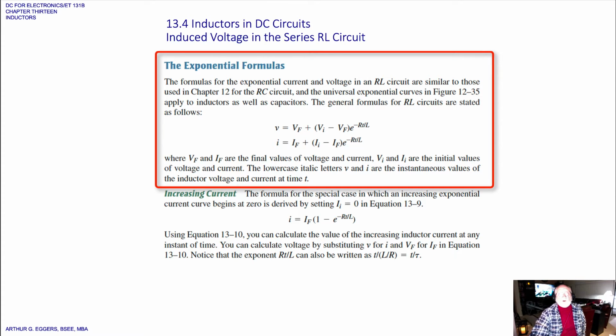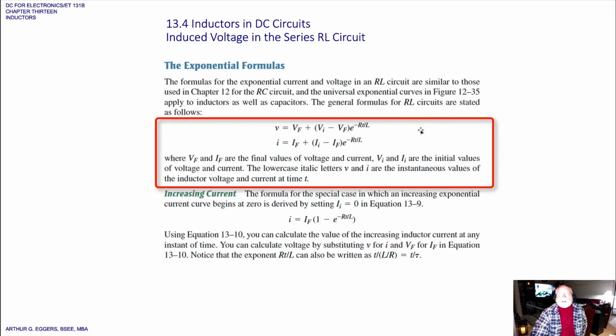So the formulas for exponential current and voltage in an RL circuit are similar to those that we saw in the RC circuit. And the universal exponential curves back in figure 12-35 apply to inductors as well as capacitors. The general formulas for the RL circuits are stated as follows.